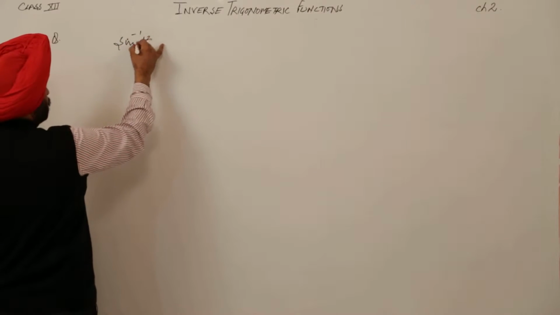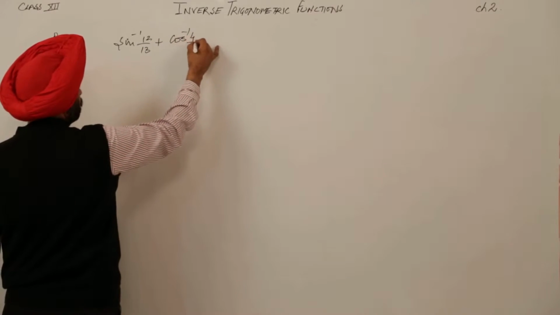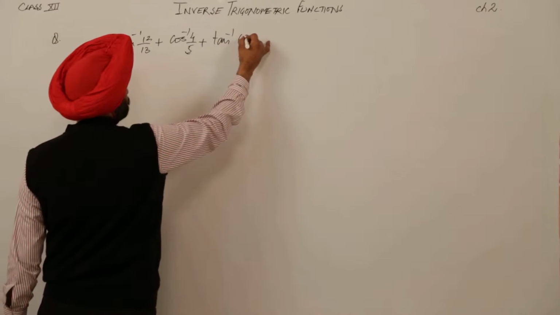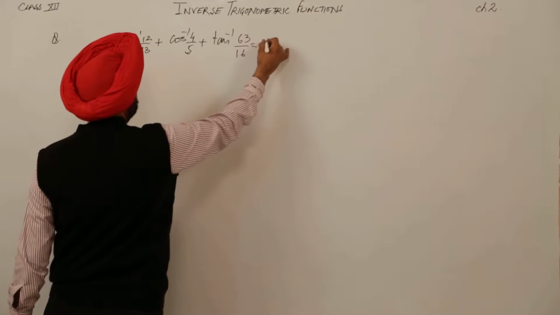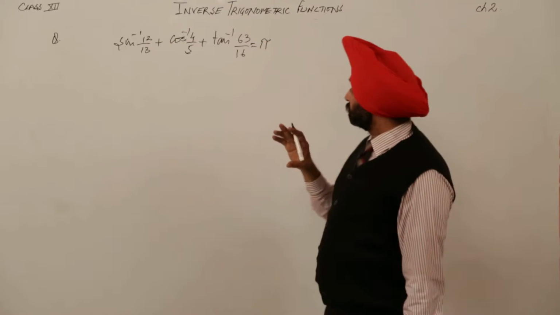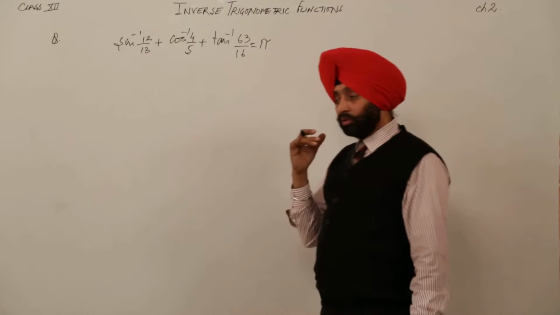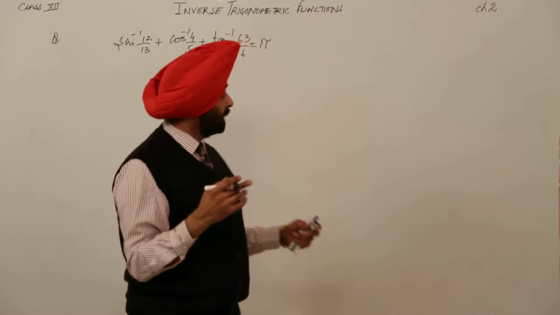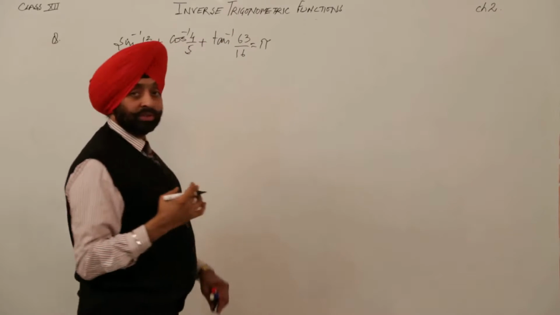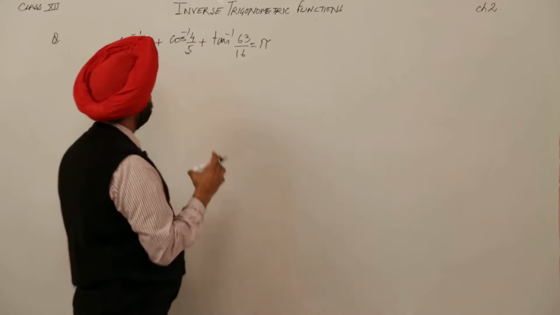sin inverse 12 by 13 plus cos inverse 4 by 5 plus tan inverse 63 by 16 is equal to pi. Now when you are going through the complete chapter, you will feel what a nice question this is, but when you reach the end of the question, you will feel that we have done something wrong, and more than 80% of students just think that the question is wrong. Okay, so just be careful what I am doing.